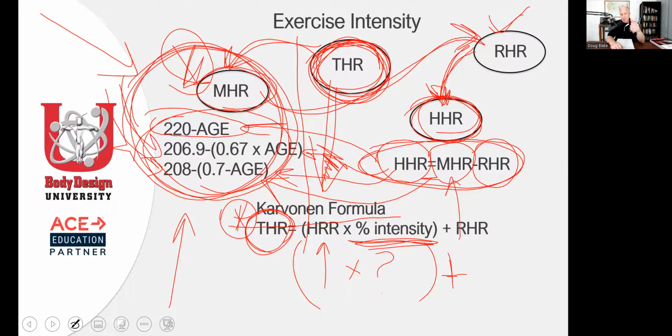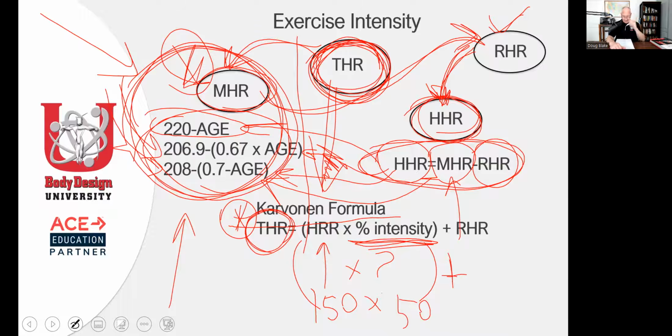If I want to train at 60% intensity and my heart rate reserve is 150, I'm going to use that as an example. Heart rate reserve was predicted max 200 minus resting 50, the young athlete. What is the heart rate reserve? 150 beats per minute. I want to train at 80%. I'll make it easy for me. The math is too hard. I want to train at 50%. So 50% intensity.